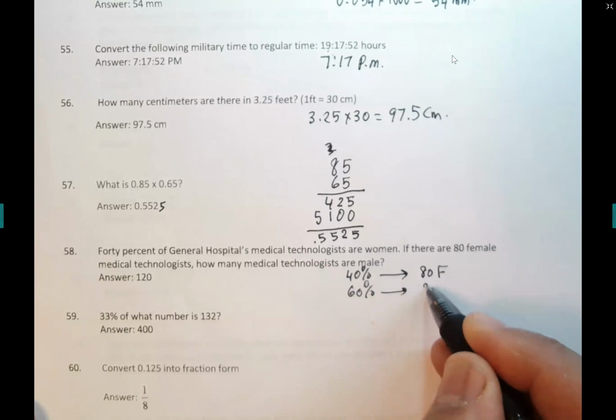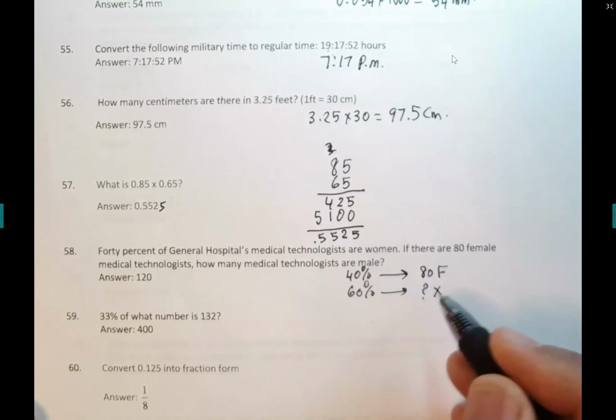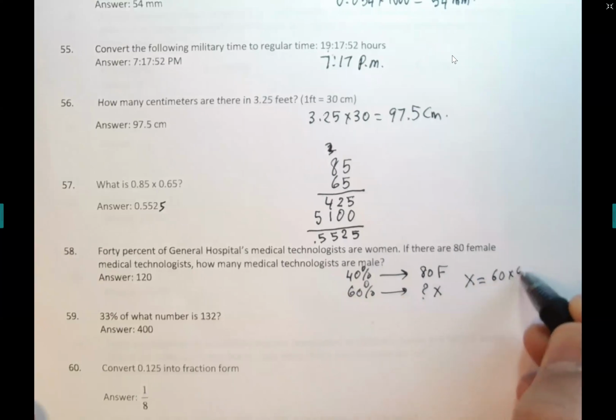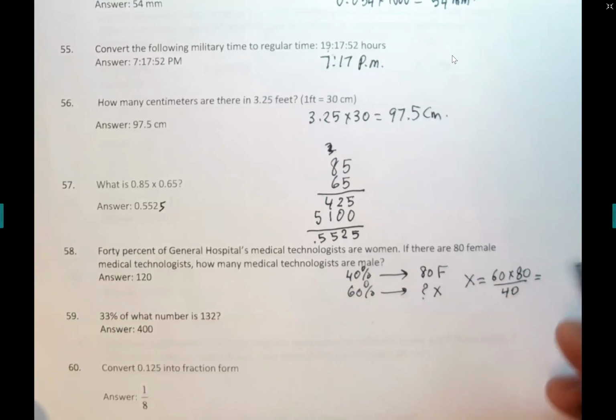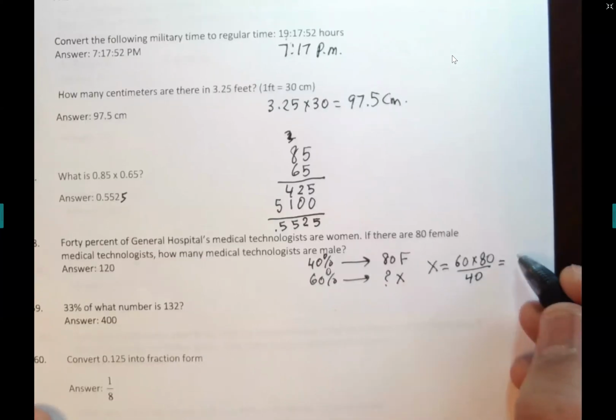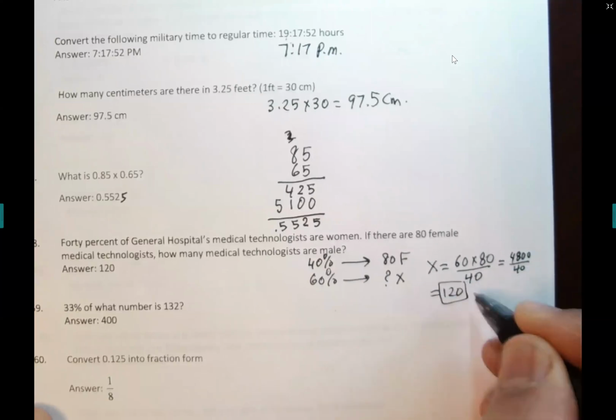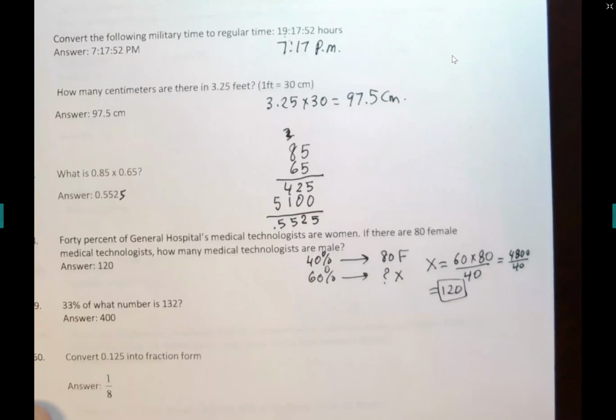We need to figure this out. Use a cross multiplication. So X will be 60 times 80 divided by 40. And if you do the math, you will get 4,800 divided by 40. It's going to give you 120. You can do it this way. Cross multiplication, proportion.